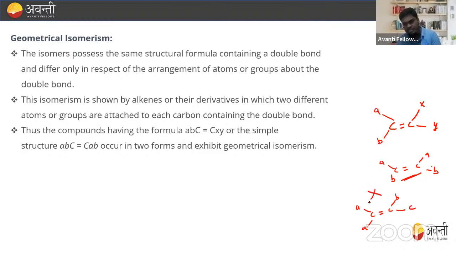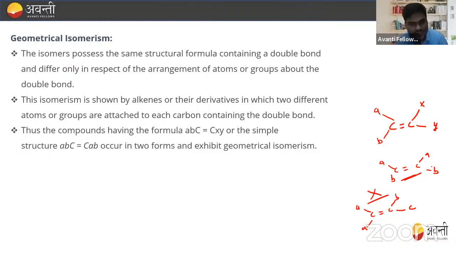So this one shows geometrical isomerism, where we look at the two different groups or atoms attached to each carbon atom. Each carbon atom must have two different groups or two different atoms, right? That is needed to exhibit geometrical isomerism. So these are the important conditions for geometrical isomerism.